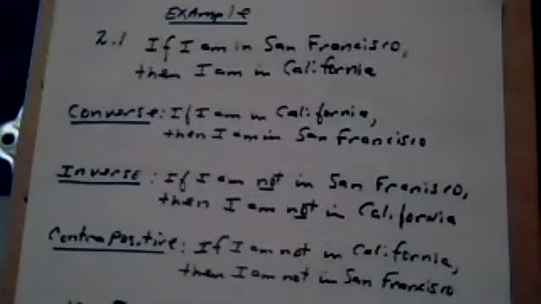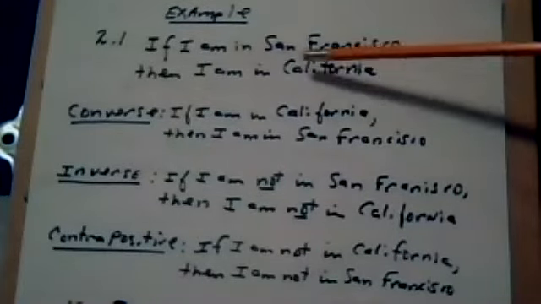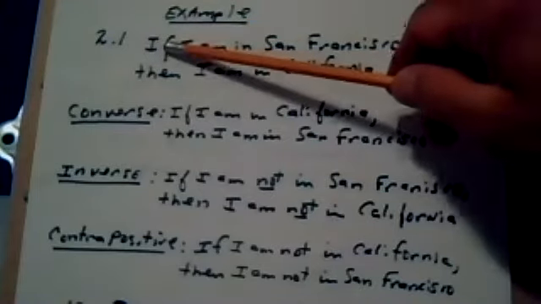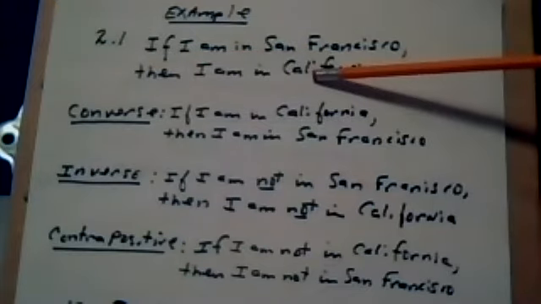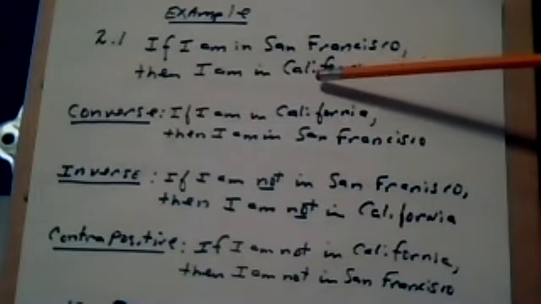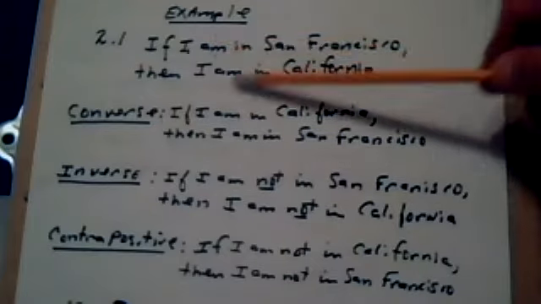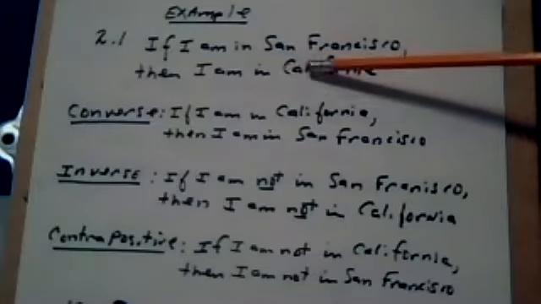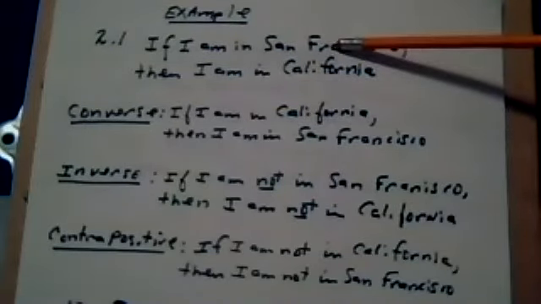Here's an example. If I'm in San Francisco, then I'm in California. Whatever comes after the if is going to be the P. Whatever comes after the then is going to be the Q. So following the previous slide, for the converse of the given statement, you reverse the P and the Q. Where California was the second thing we said, now it's the first. The San Francisco part was the first, now it's the second.